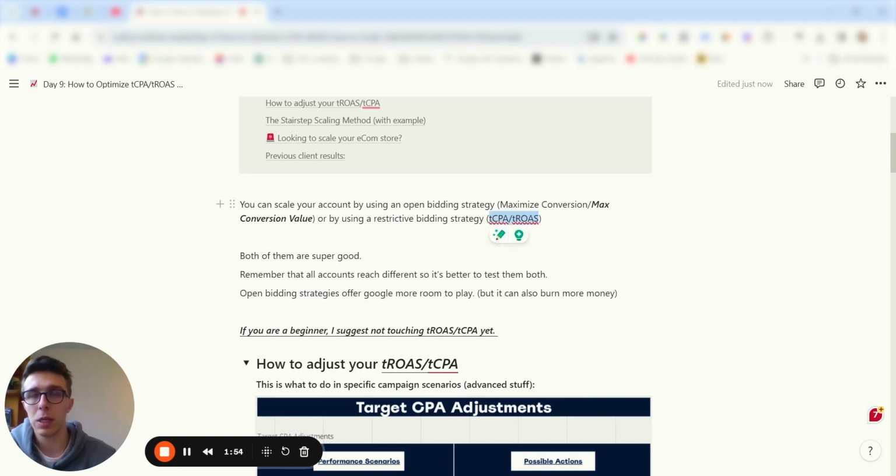Like I already explained this in day 2 or day 3. So both ways, if you're choosing an open bidding strategy like maximize conversion value or a restrictive bidding strategy like target ROAS, both ways are good. Right now, I want to teach you how to scale and what to do when that happens with target CPA or target ROAS. I want you to take this information and know what to do in a specific situation, because I cannot be over your shoulder, only if you hire us, so we can basically do this for you. I want you to know what to do in different scenarios, right?